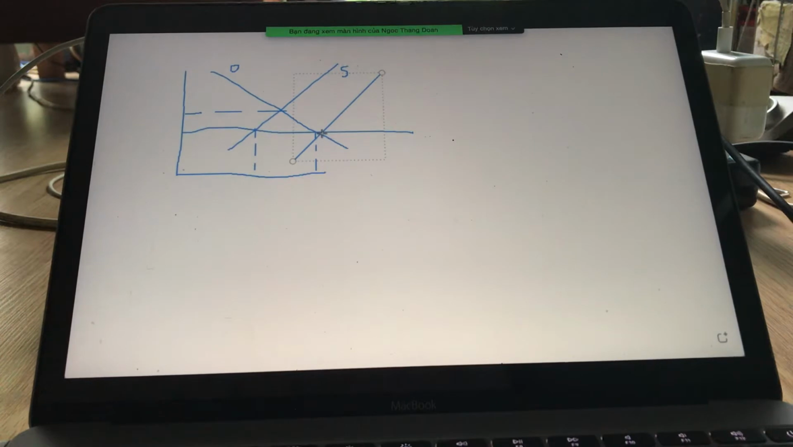So it does not fit with question 1, right? So we should have the opposite case. Okay, the opposite case in here. In here, there is an excess in the supply, right?